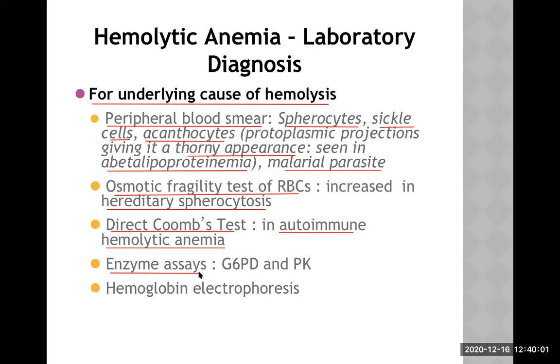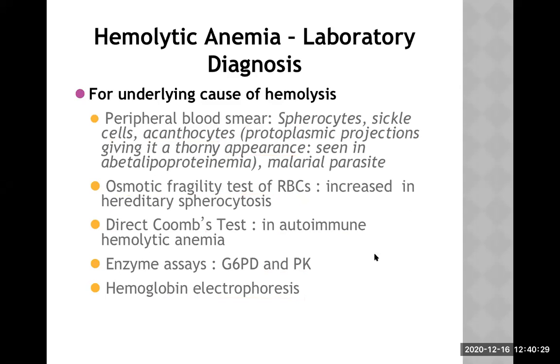Regarding the diagnosis of G6PD deficiency and pyruvate kinase deficiency, you can go for enzyme assays. What is the level of enzyme in the RBC? And regarding the diagnosis of thalassemia and hemoglobinopathies, you can go for hemoglobin electrophoresis, like sickle cell anemia and beta thalassemia. Electrophoresis is a wonderful way of diagnosing them. Okay, now you already got the concept how to diagnose hemolytic anemia.